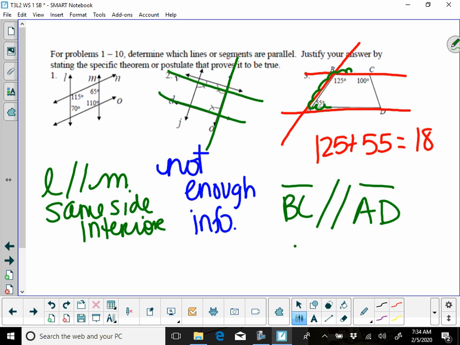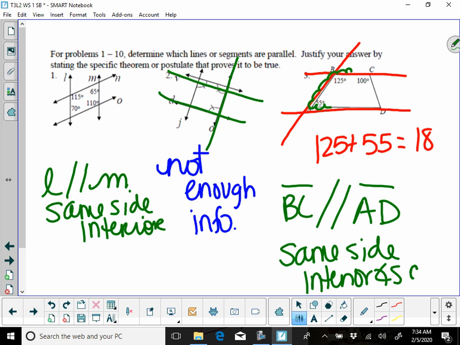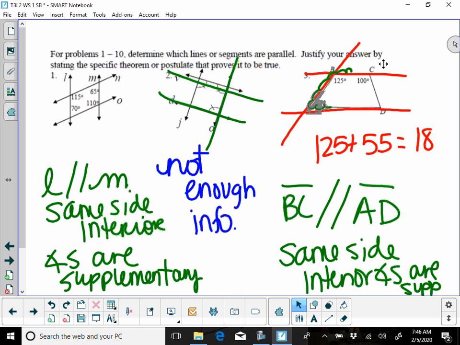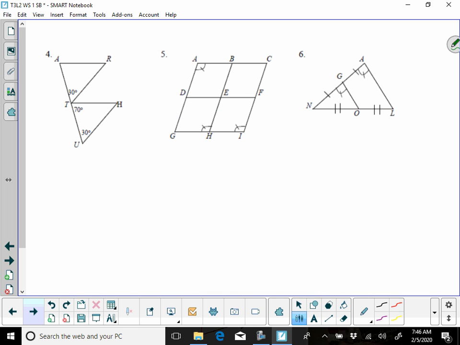That is same side interior angles are supplementary. I should have done that over here. I did go back and add that on number 1. You did need to put that same side interior angles are supplementary, because we need to make sure that's the one that's different. The other ones are all congruent.